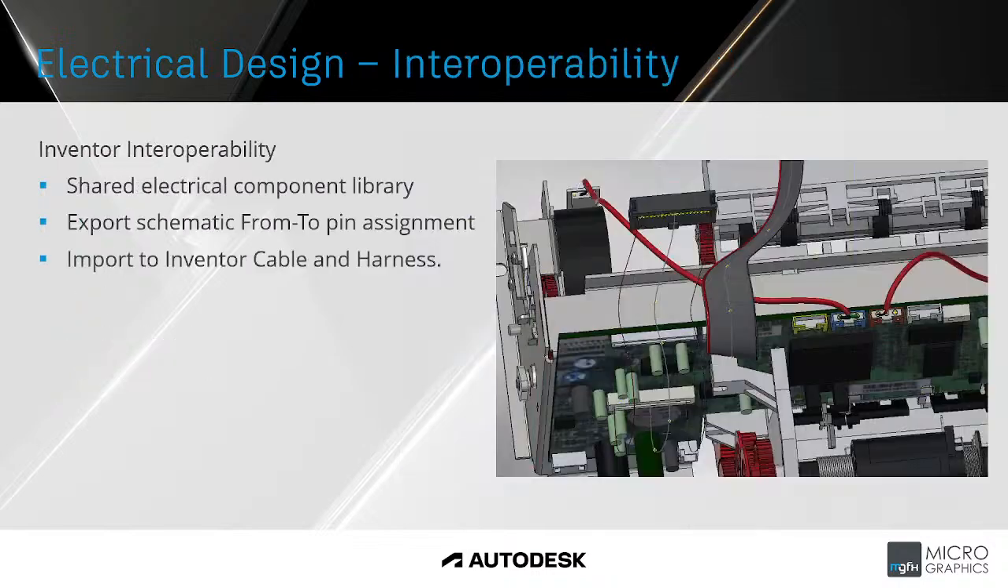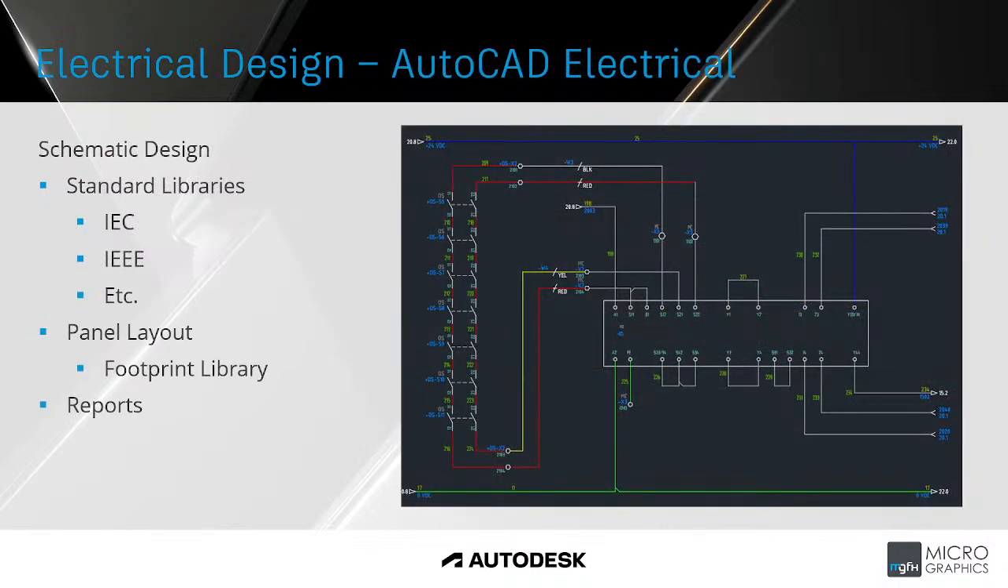So you can do your physical panel layout, where all the components will go within the control panel as well. And AutoCAD Electrical allows you to output reports which would show you, for example, wiring from to, where does the wire go from point A to point B, or even bill of materials of the required components.